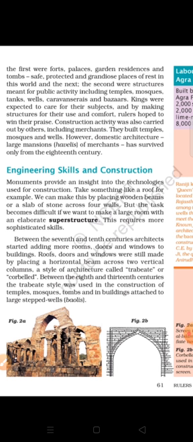Between the 7th and 10th centuries, architects started adding more rooms, doors, and windows to the buildings. Roofs, doors, and windows were still made by placing a horizontal beam across two vertical columns, a style of architecture called trabeate, or corbelled. Between the 8th and 13th centuries, the trabeate style was used in the construction of temples, mosques, tombs, and buildings attached to the large stepped wells, called baolis.